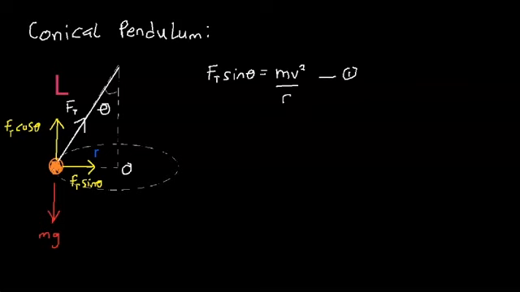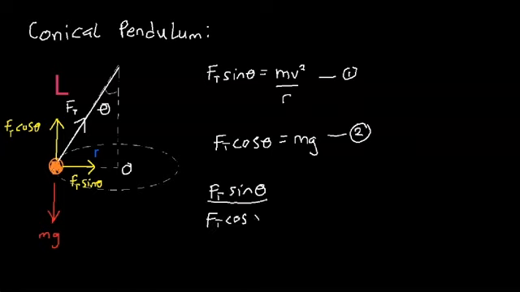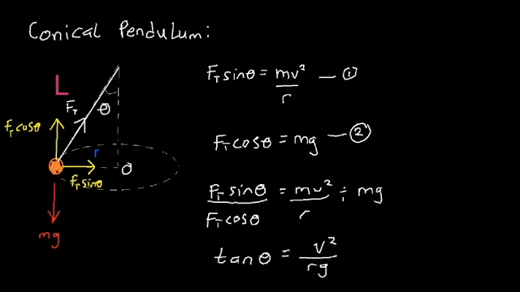The weight of the particle, mg, must be equal to the vertical component of the tension, F_T cos θ, since the object does not move in a vertical direction. We can therefore write F_T cos θ equals mg. And let's call this equation 2. Dividing our equation 2 by equation 1, we get tan θ equals v² over rg, which can be written as v equals √(rg tan θ).